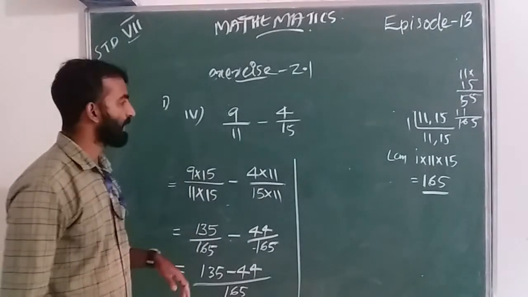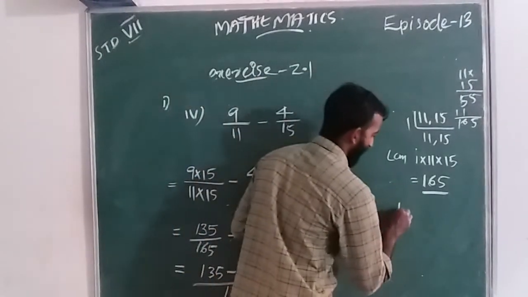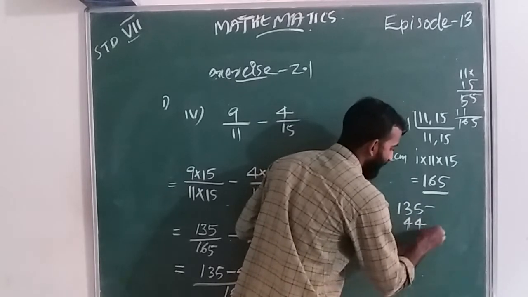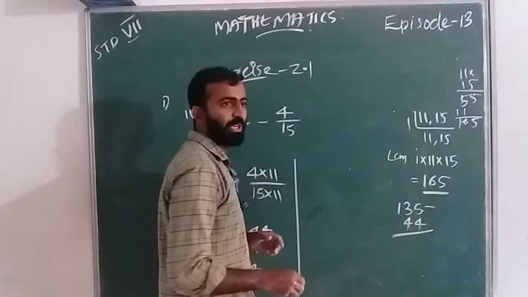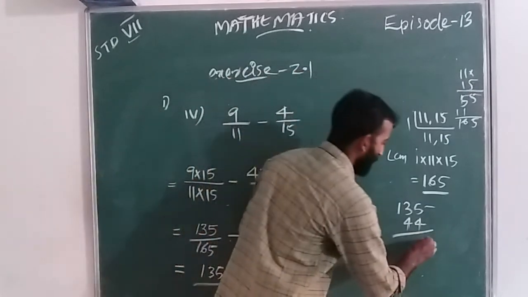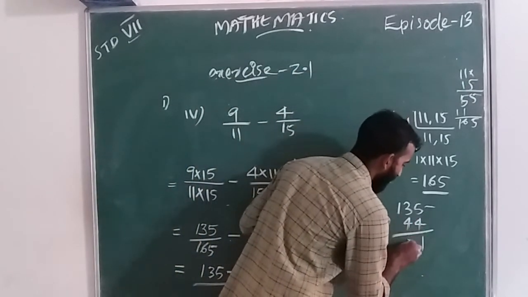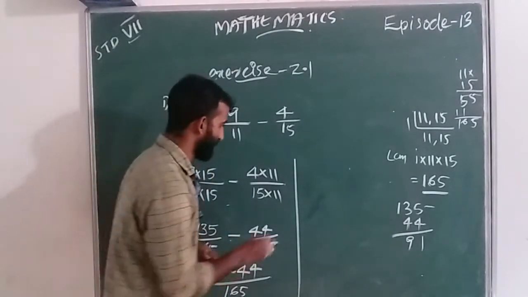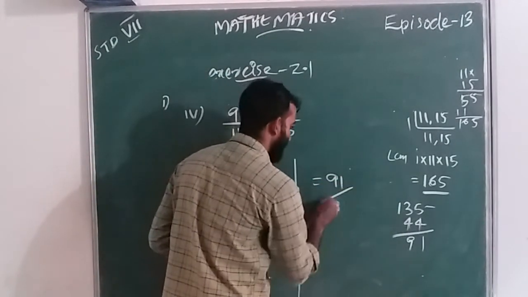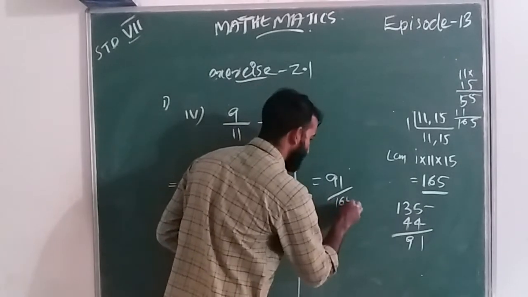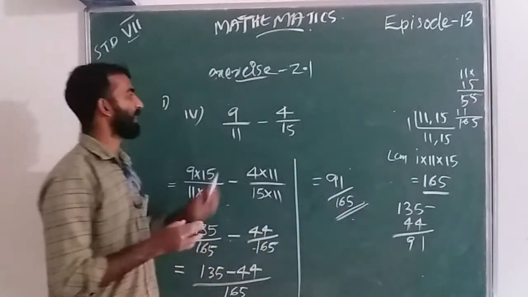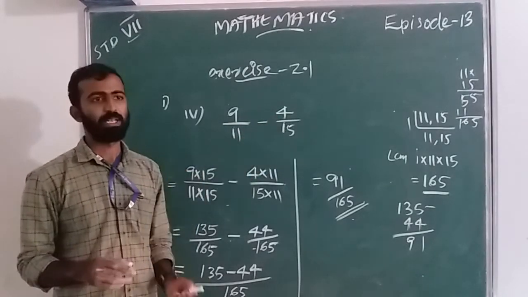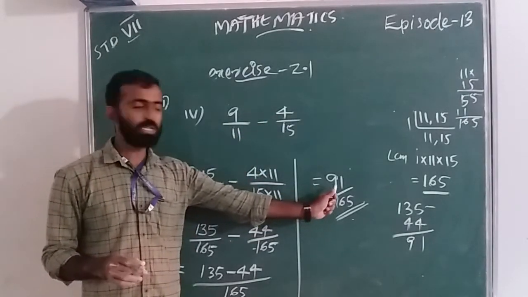What is the answer? When we subtract 44 from 135, we get 91. So the answer is 91 by 165. That is the difference of 9 by 11 minus 4 by 15. The solution is 91 by 165.